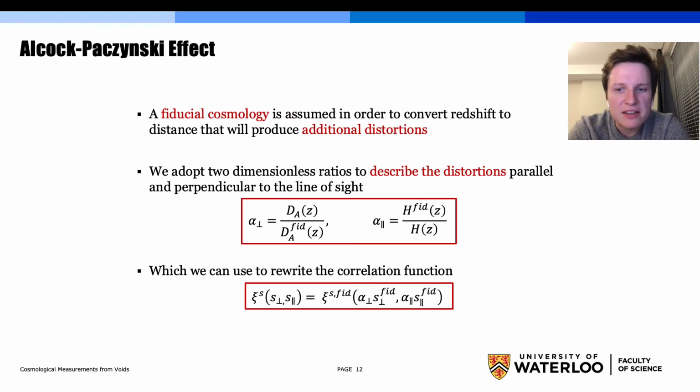The second effect that I've mentioned previously is the Alcock-Paczyński effect. These are distortions introduced by transforming redshifts into distances using the wrong cosmological model. We can account for this in the usual way by adding alpha parameters in the perpendicular and parallel distances. We can then rewrite the correlation function with the addition of these alpha parameters, as is shown in the bottom line here.